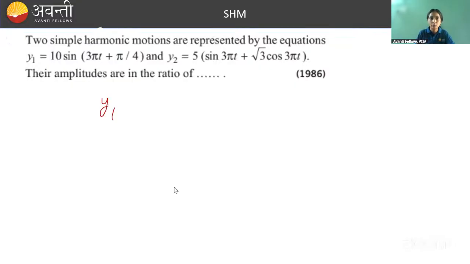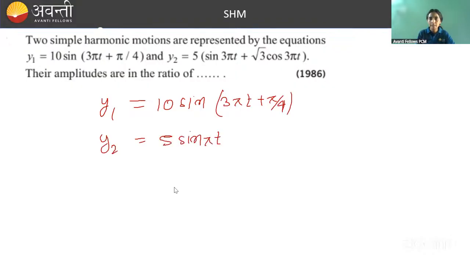If we look at y1, this is equal to 10 sin(3πt + π/4). And y2 is the sum of two SHMs: one is 5 sin πt and another is 5√3 cos πt. So we have all these three things. We have to calculate their amplitudes, which are in the ratio. So we have to calculate the amplitude of the first one and the amplitude of the second one.